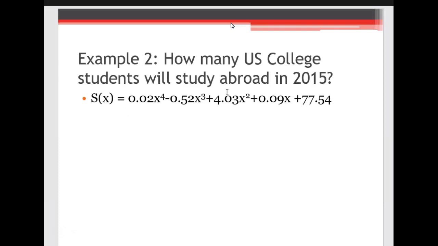So if we want to know how many college students will study abroad in 2015, we can now use synthetic substitution for 22 in our corner box. Write down our coefficients.